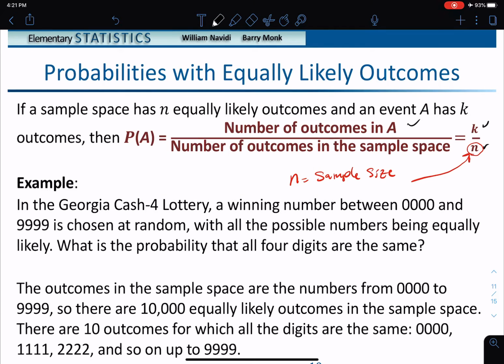But anyhow, once again, P of A, the probability of event A. If it had to do with the probability of rolling a 3 on a 6-sided die, the number of outcomes in this event A, well, there's only one outcome because there's only one 3 on a 6-sided die, and then divided by the total number of outcomes in the sample space, there's 6 sides, so 6 possibilities on the die, so 1/6.